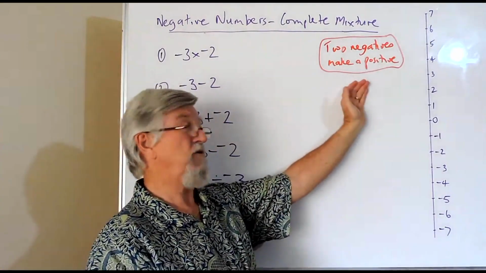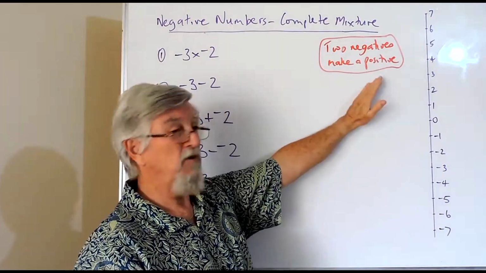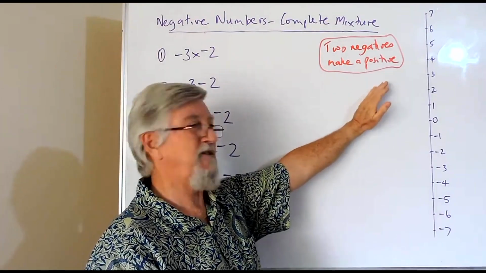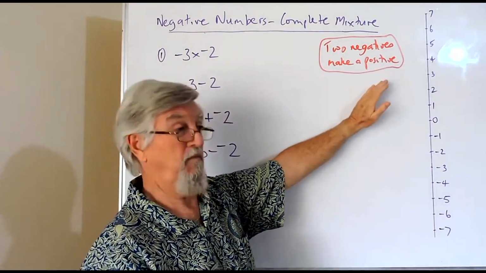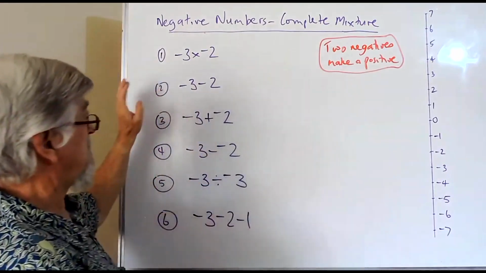So where do people get mixed up, and how do they get mixed up? Most people are okay with the idea that two negatives make a positive. That's gone into their brain, and for the rest of their days they'll remember that two negatives make a positive.